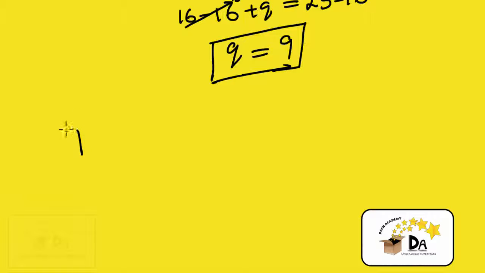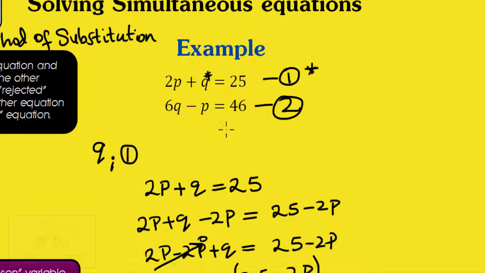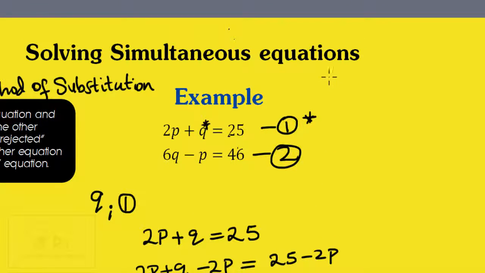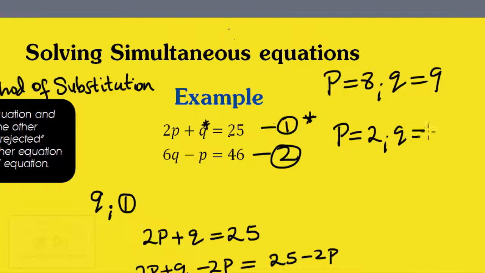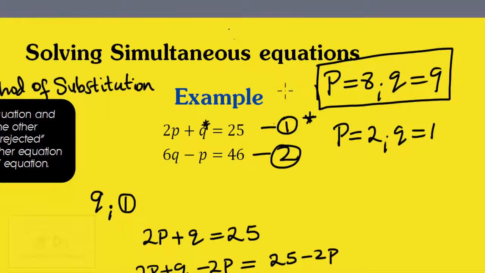So the solution is as follows: p equals 8 and q equals 9. And these are the solutions of the given equations, equation 1 and 2. So what I want you to do is substitute p equals 8 and q equals 9 into equation 1 and check that it's satisfied. Substitute p equals 8 and q equals 9 into equation 2 and check that the equation is satisfied. You'll find that in fact it is. And then I want you to substitute random values, so p equals 2 and q equals 1, into both equations and see what happens, just to make sure you understand why determining specific values for the variables is important.